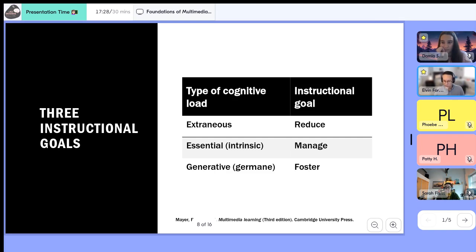And then with generative load, with extra cognitive capacity you have left, if you have it, and we want to, then you want to foster the activities to help the learner make even more connections and more deeply ingrain that information.